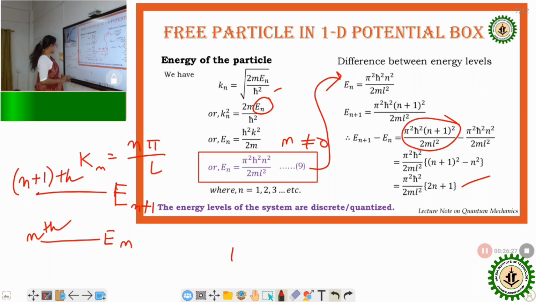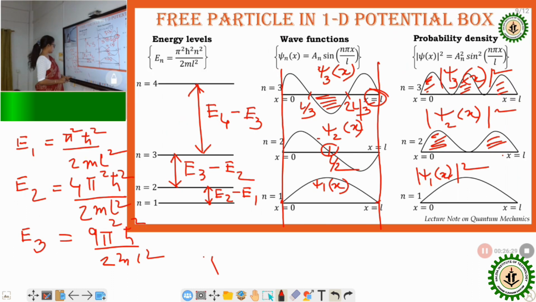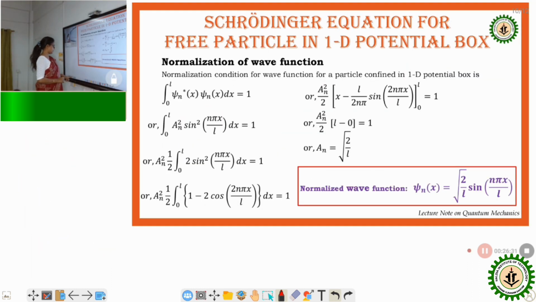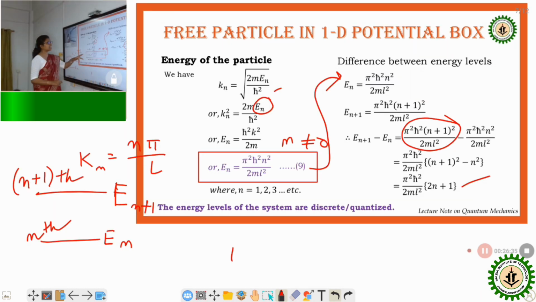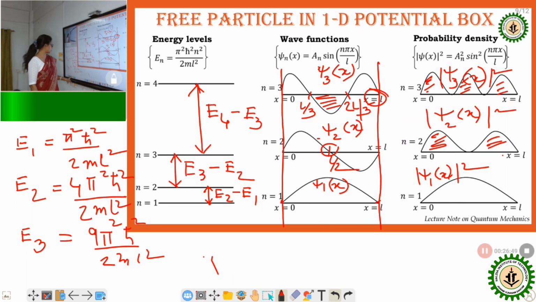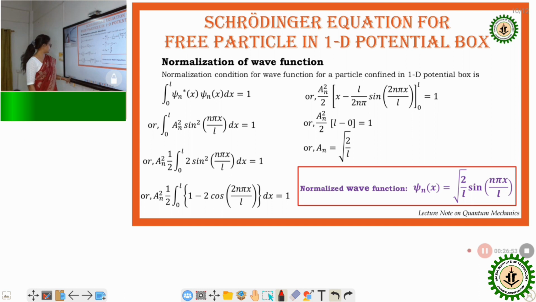I must tell you that this is discrete, meaning you can put n equals 1, 2, 3, 4 and so on here. This is discrete and non-degenerate. When we talk about the three-dimensional box, it will be easier to understand.